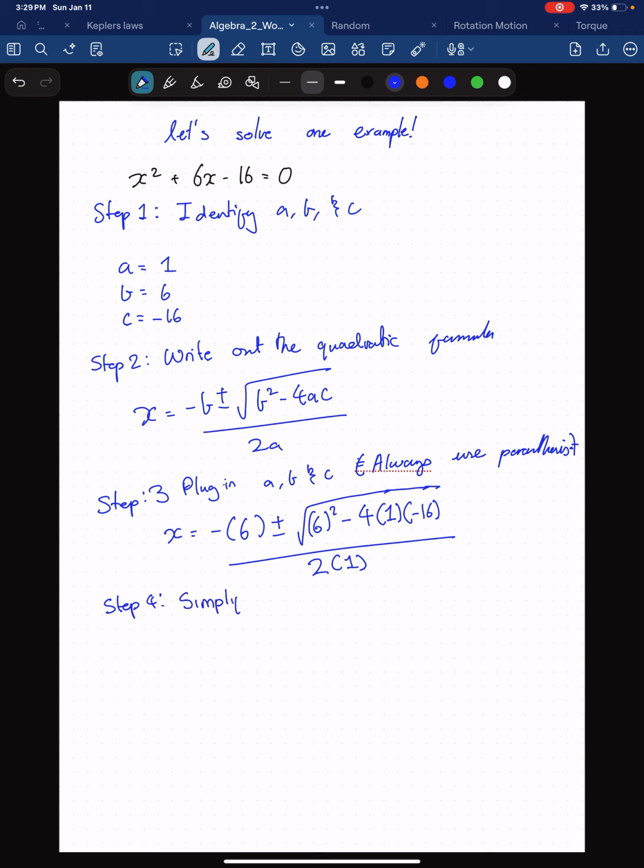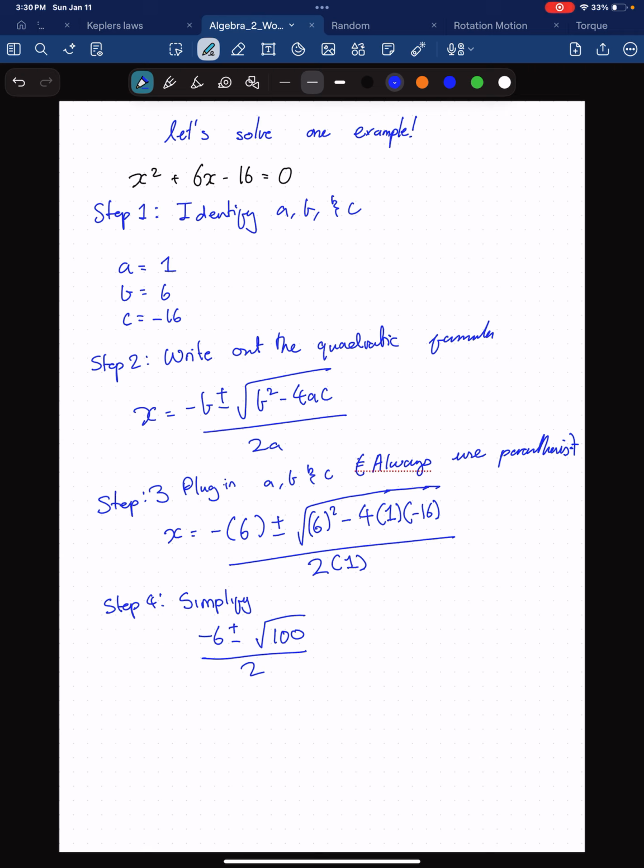Simplify. So I know negative times a positive 6 is just going to be negative 6. Now I'm going to get rid of the parentheses by simplifying. So, simplifying: minus 6 plus or minus the square root of... I plugged this into my calculator and it gave me 100. Very good number. So plus or minus the square root of 100, over 2. If I do 6 squared minus 4 times 1 times minus 16, that evaluates to 100.